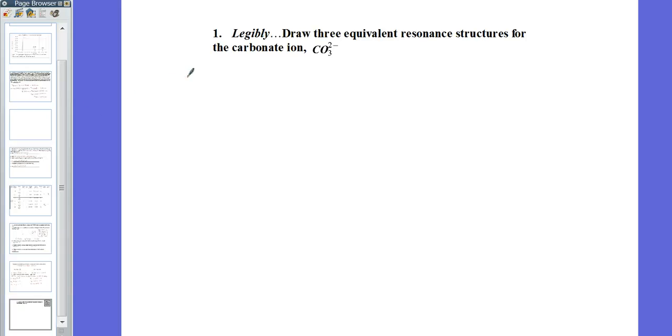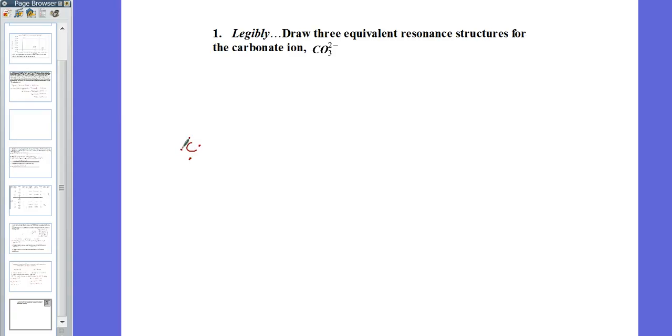Okay, on this one, you have to legibly draw three equivalent resonance structures for the carbonate ion. So, carbon and oxygen, you have three oxygens and one carbon. Carbon is the least electronegative of those two elements, so it's going to be your central atom. So, you have carbon, and remember that carbon has 4 valence electrons.